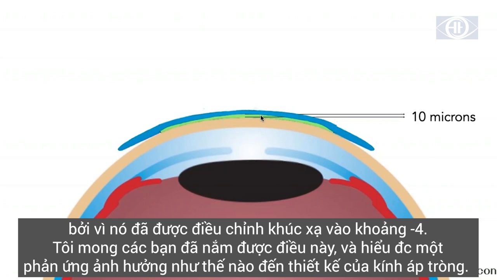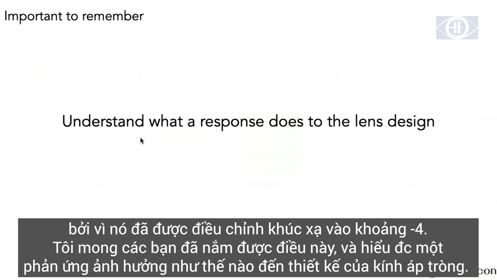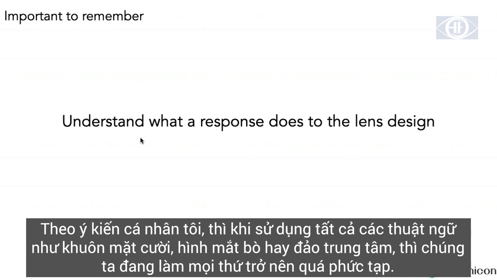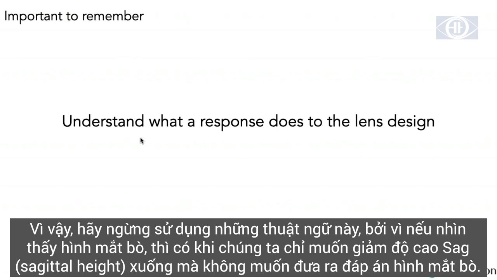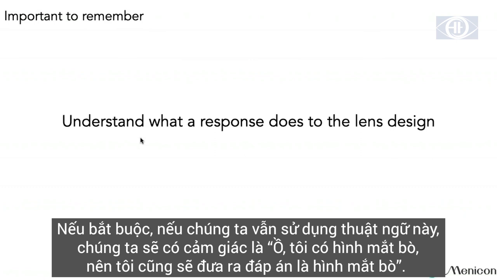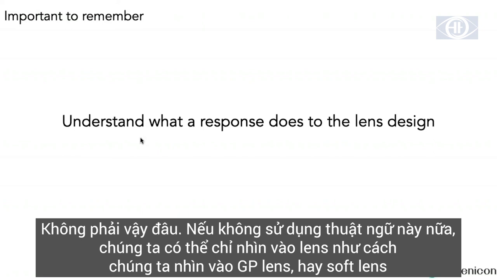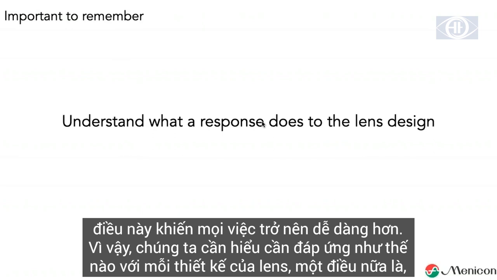So that is the reason to understand what the response does to the lens design. And what I think, and that's my personal opinion by the way, is that with all those terminologies like smiley face, bull's eye, central island, we overcomplicate things and make things more difficult for ourselves. Stop using these terminologies, because if we see a bullseye, sometimes you just want to lower the sagittal height and don't want to give a bullseye response. If we are still using this terminology, we have the feeling, oh, I have a bullseye, so I have to give a bullseye response as well. No. But if we stop with this terminology, we can just look at the lenses the way we look at GP lenses, soft lenses as well. We make our life simpler. So that being said, understand what the response does to the lens design.